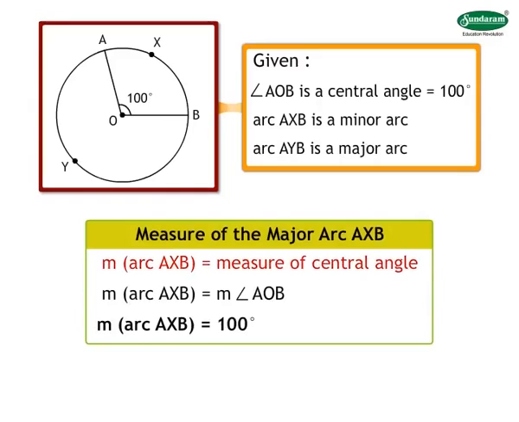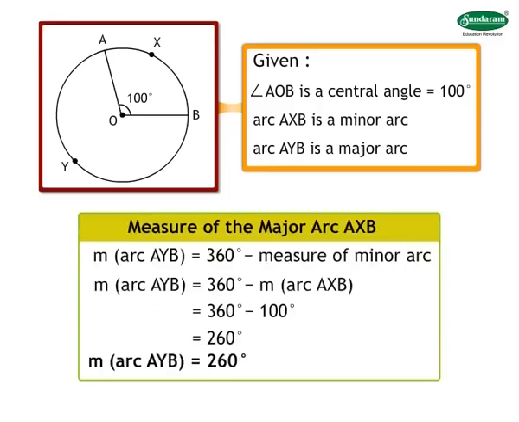The measure of the minor arc will be equal to the measure of the central angle. Therefore, the measure of minor arc AXB is equal to the measure of the central angle AOB, which is equal to 100 degrees. Now we shall find the measure of the major arc AYB.